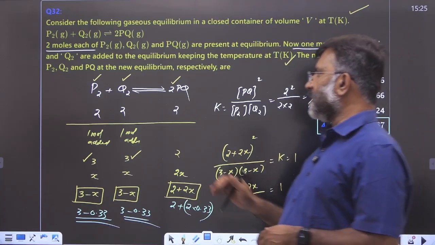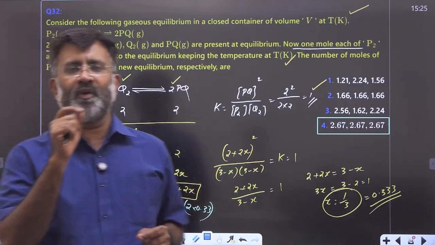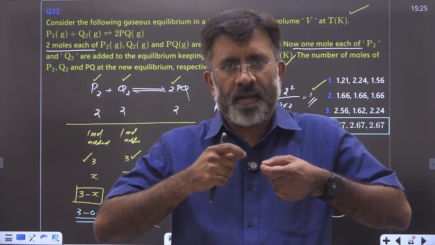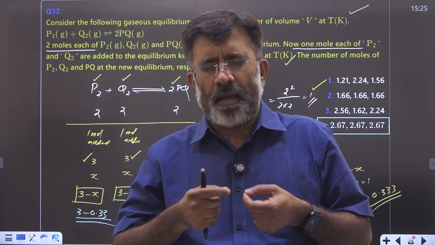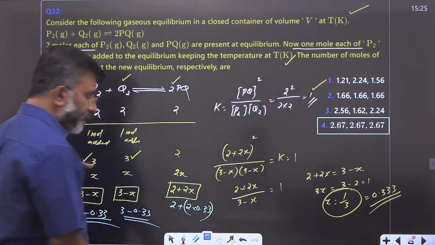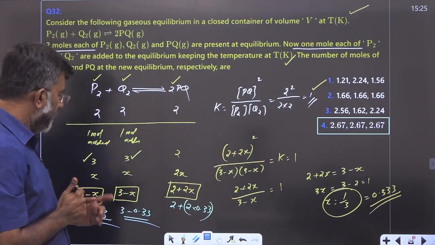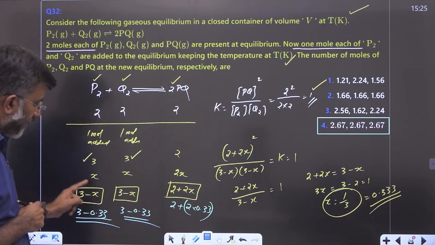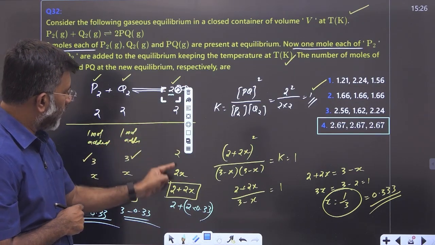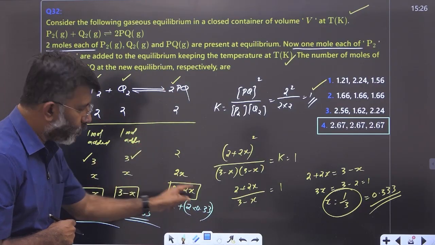I repeat, from the first data given, we find out equilibrium constant. And you know equilibrium constant remain constant at a particular temperature. Now we are adding P2 and Q2, 1 mole each extra. So this 2 becomes 3. Now from that extra quantity, some quantity converted to PQ. Let the quantity be x. So it will be 3 minus x, here also 3 minus x. When x converted, you will get 2x. So here it will be 2 plus 2x.